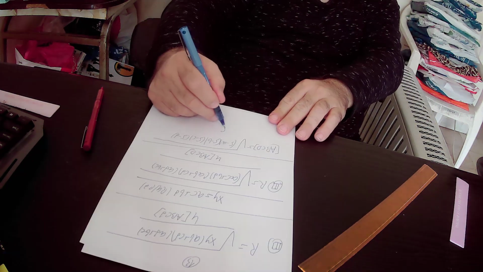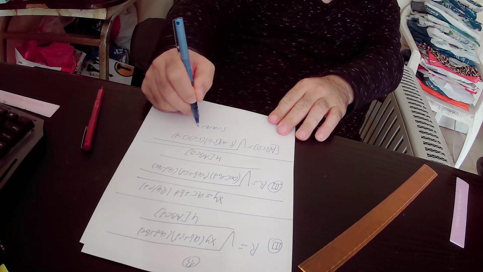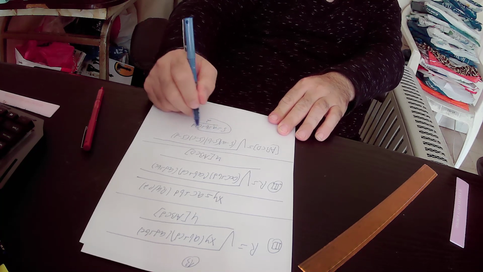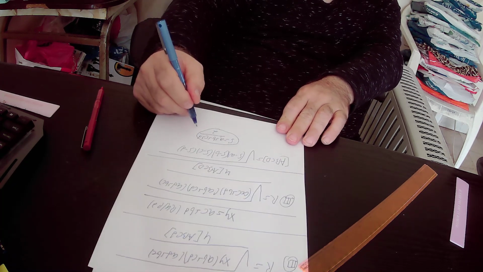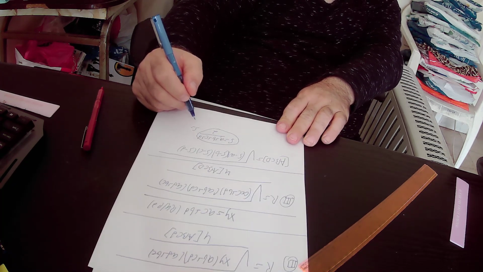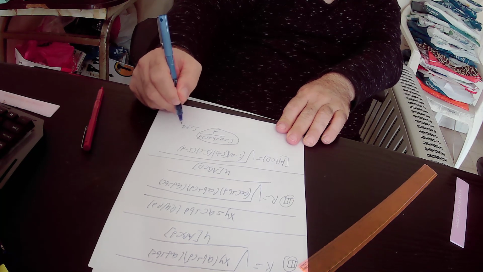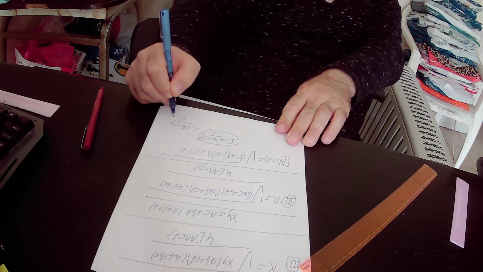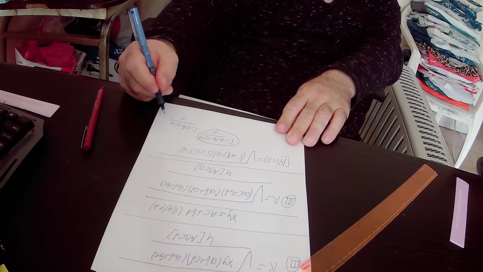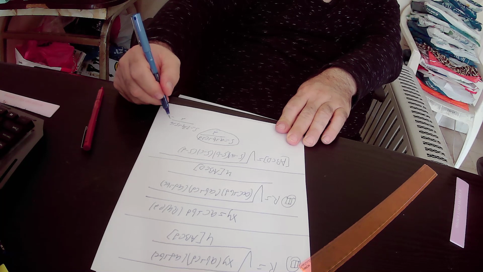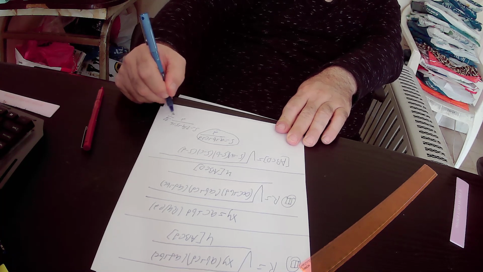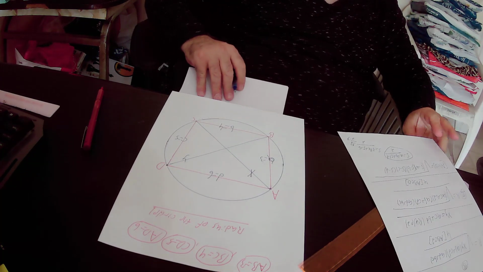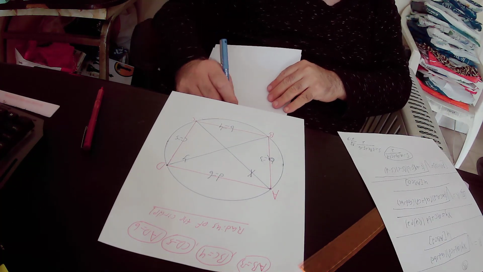And S equals A plus B plus C plus D over 2. So S will equal 3 plus 4 plus 5 plus 6 over 2. So 3 plus 4 is 7, 7 plus 5 is 12, and 12 plus 6 is 18, and 18 over 2 is 9. So we actually found out that S equals 9.